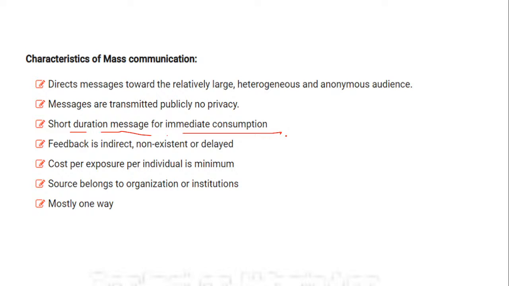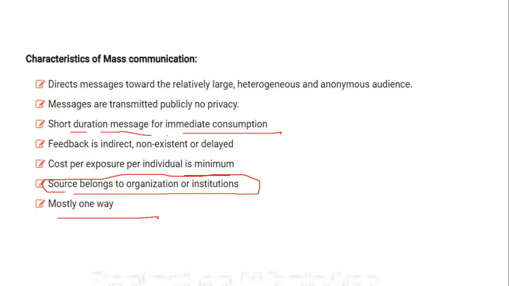Then feedback is indirect, non-existent or even delayed. Cost per exposure per individual is minimum, that is from the consumer's aspect but not from the organization's aspect. The source belongs to the organization or institution with whose help they want to spread the message, and it is mostly one way. Please remember, there were a lot of questions with respect to feedback: the feedback is less or mostly absent. There is no direct way of taking the feedback immediately. This is how we can talk about aspects covered in mass communication.